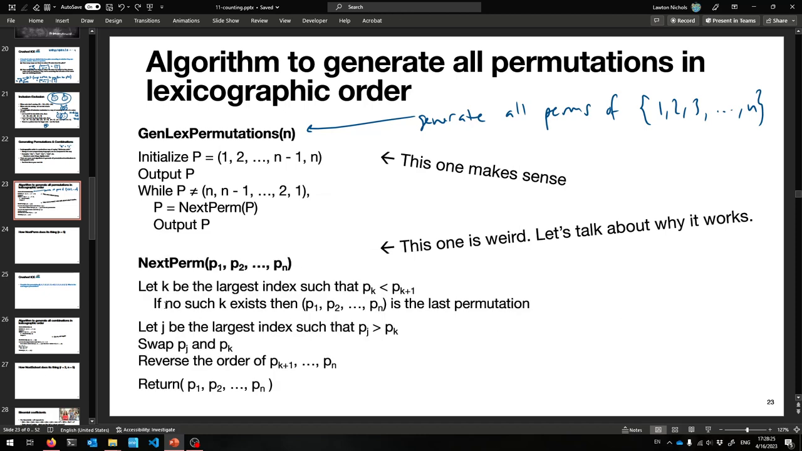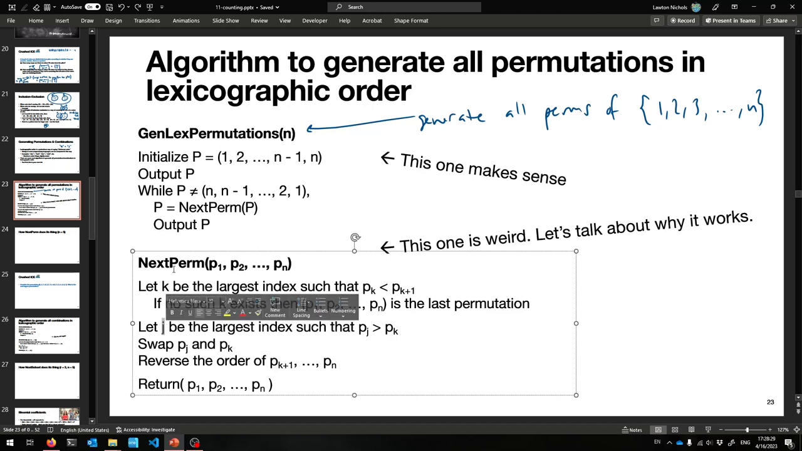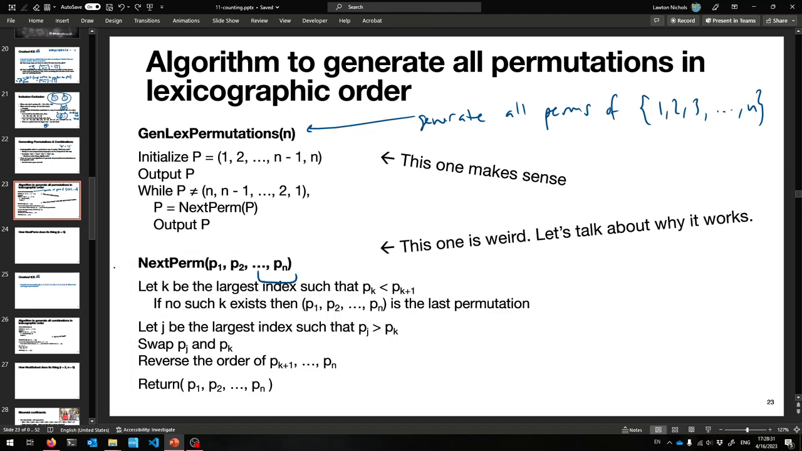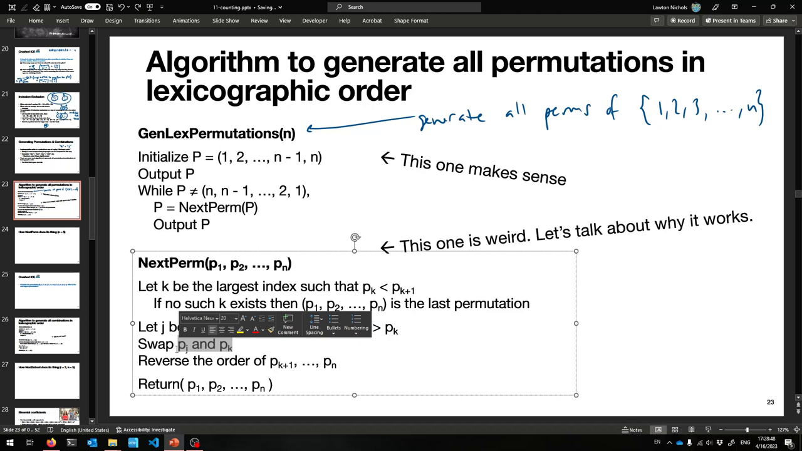Assuming it all worked out, you've got your k now. And now find j. j is an index again, the rightmost index where the element at j is bigger than the one at the index k that you just found. And those are the two that you'll be swapping. You'll swap the values of the permutation at index j and k, and then you'll reverse p of k plus 1 all through n.